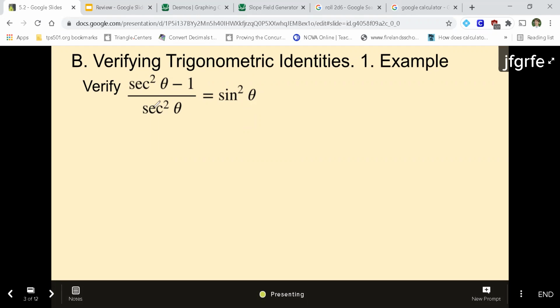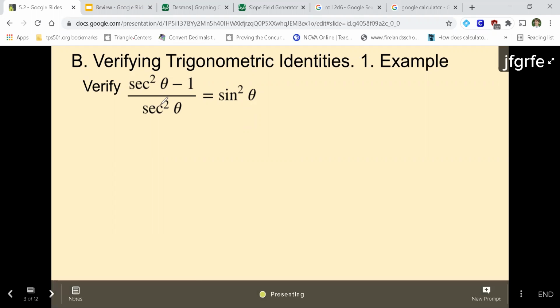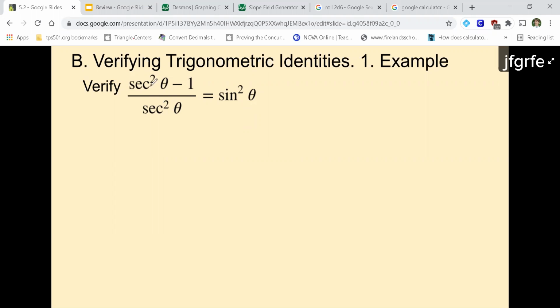All right, so let's review how to do that. There are a lot of different ways you can start this problem. I will tell you the easiest is probably just to go ahead and divide these, because secant squared divided by secant squared is just 1.